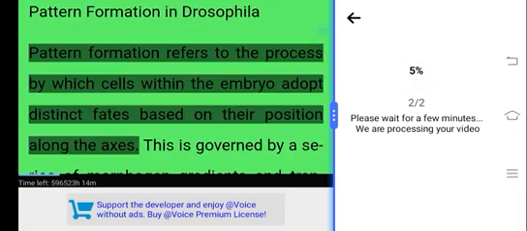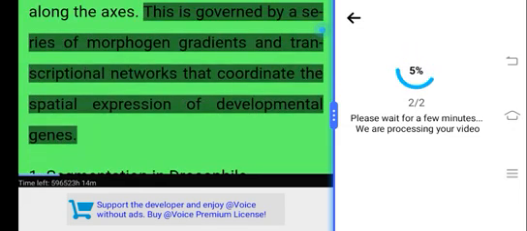Pattern formation in Drosophila. Pattern formation refers to the process by which cells within the embryo adopt distinct fates based on their position along the axes. This is governed by a series of morphogen gradients and transcriptional networks that coordinate the spatial expression of developmental genes.